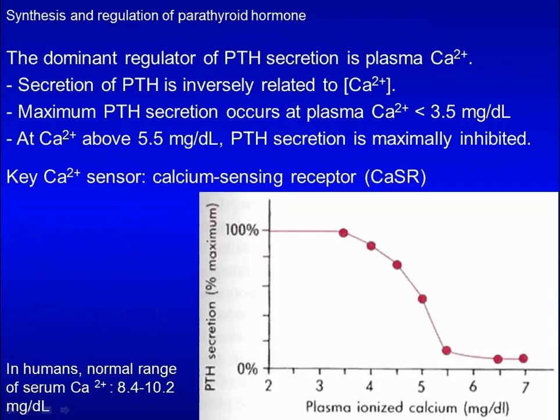The main regulator of PTH secretion is plasma calcium concentration. This chart shows PTH secretion at various plasma calcium concentrations. Maximum PTH secretion occurs when plasma calcium concentration is below 3.5 mg per deciliter. PTH secretion is maximally inhibited when plasma calcium concentration is about 5.5 mg per deciliter.